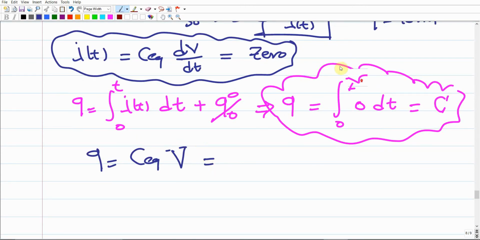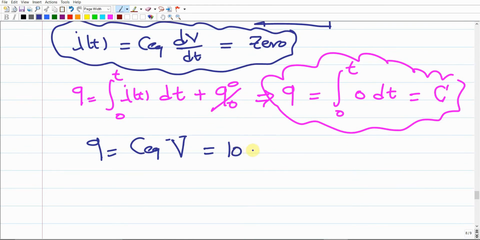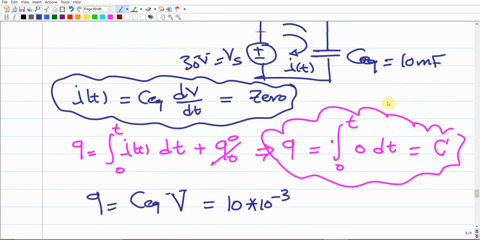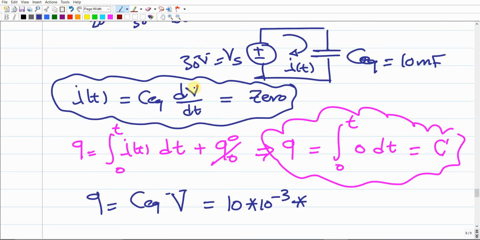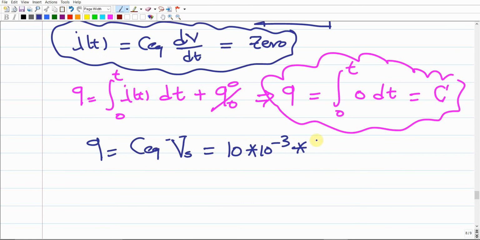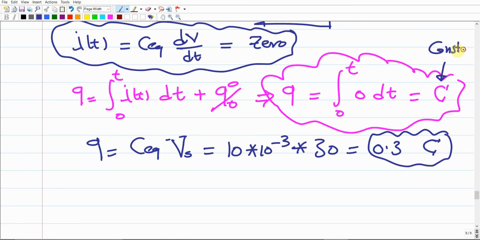So this is gonna give us the C equivalent, which we got as 10 microfarad, times 10 to the negative 3 to convert from milli to farad, times the voltage of the source, Vs, which is already given as 30 volts. If we do the multiplication, we're gonna end up with the charge. The charge here will be 10 times 10 to the negative 2, so it will be 0.3. So we're gonna end up with a charge of 0.3 coulombs, right? This C stands for coulombs, and this C is just a constant. This C here is the constant, but this one refers to coulombs, which is the unit of the charge. Make sense?